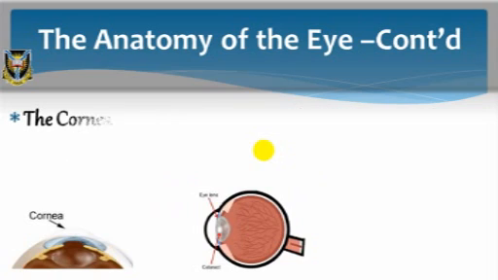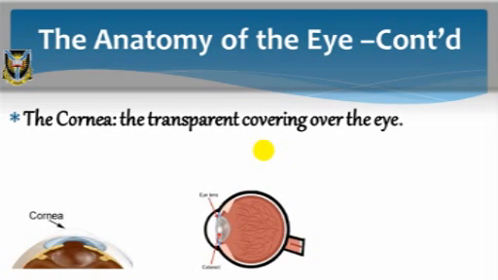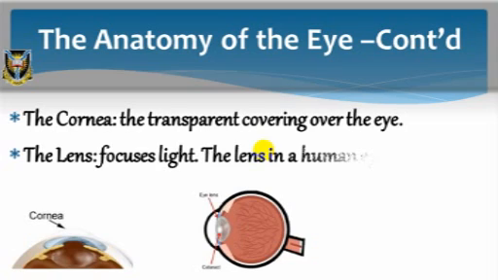The cornea. This is a transparent covering over the eye, which serves partly to focus the light onto the back of the eye. The lens. The light is also focused by the lens. Unlike a camera lens, the lens in a human eye flexes. The muscles can adjust the lens into a more or less round shape to focus light from objects that are different distances away.